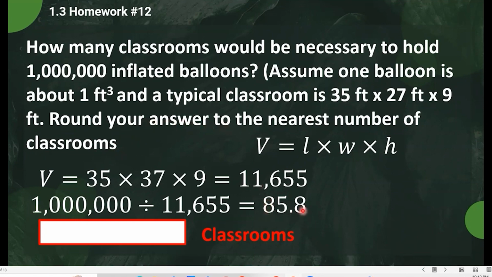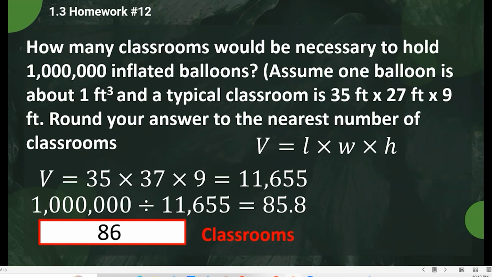So in other words, you can't have 85.8 classrooms, but 85 classrooms would not hold it because you still have to have at least 0.8 more. So you would need at least 86 classrooms. So that would be your answer, 86 classrooms in this case.